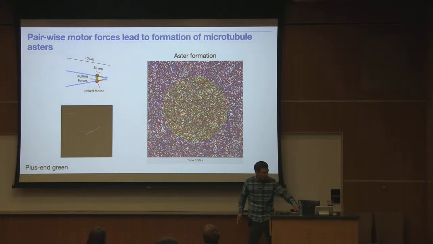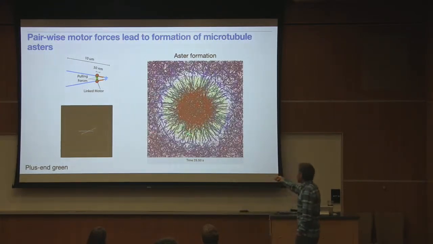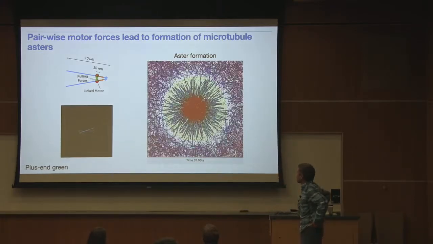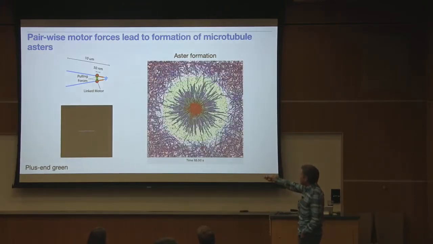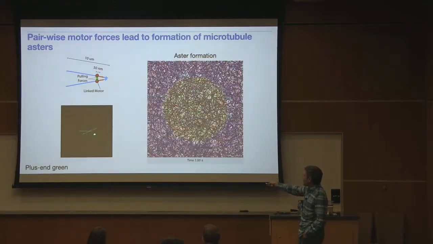We're going to talk a lot about these systems, so I want to give you a little bit of intuition for what's happening. This is a simulation. The thing you could ask is, why does this system even form an aster? And the way you can think about it is you have motors walking along microtubules. Here's a simulation of this happening.